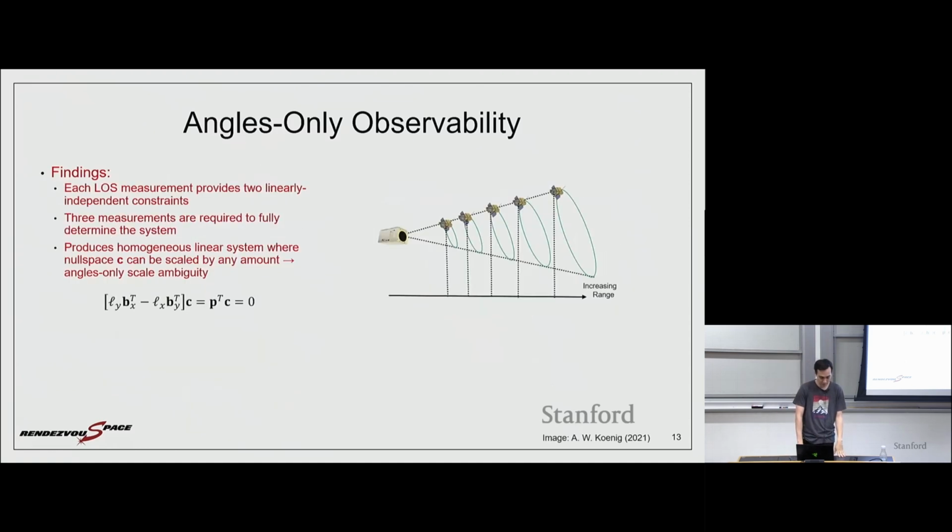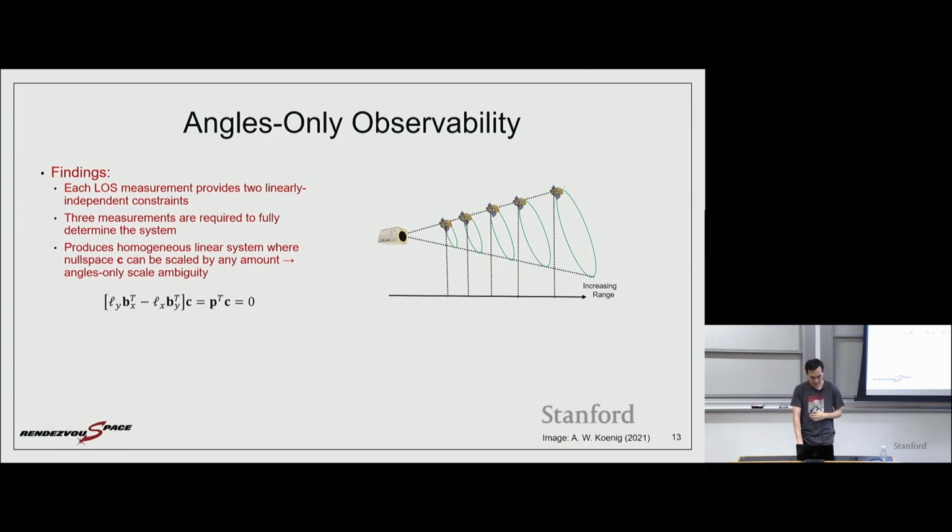Now, what we find from doing this is each line of sight measurement gives you two constraints which are linearly independent. So each line of sight measurement gives you two pieces of information. And we have a 6-dimensional state we want to solve for, so we can use 3 measurements to, in theory, solve for that 6-dimensional state. The issue that we have, though, is this produces a homogeneous linear system where essentially the solution is like a null space, which you can scale by any amount, and you can still have a valid solution. So this is the classic angles-only scale ambiguity that everyone has to deal with when trying to use this.